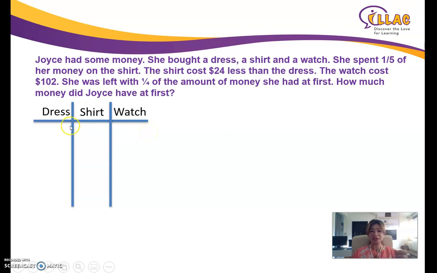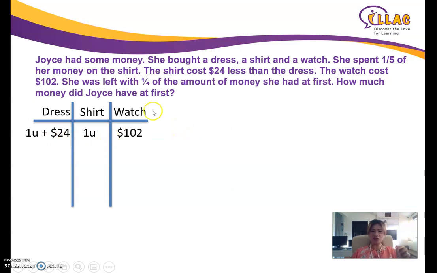So there's a dress, the shirt, and the watch. She spent 1 unit out of her 5 units on the shirt. So this is 1 unit, but the shirt is cheaper than the dress, which means the dress should be more, correct? So it's 1 unit plus $24 because the shirt is $24 less. Therefore, the dress is $24 more than the shirt: 1 unit plus 24. And the watch is just $102.